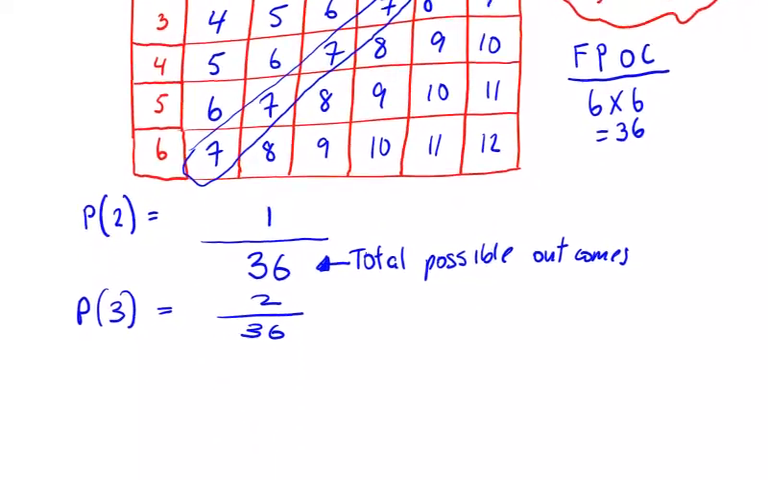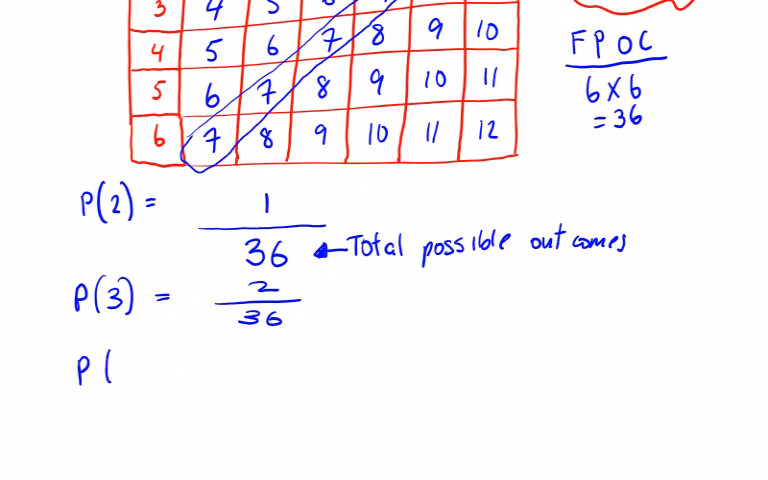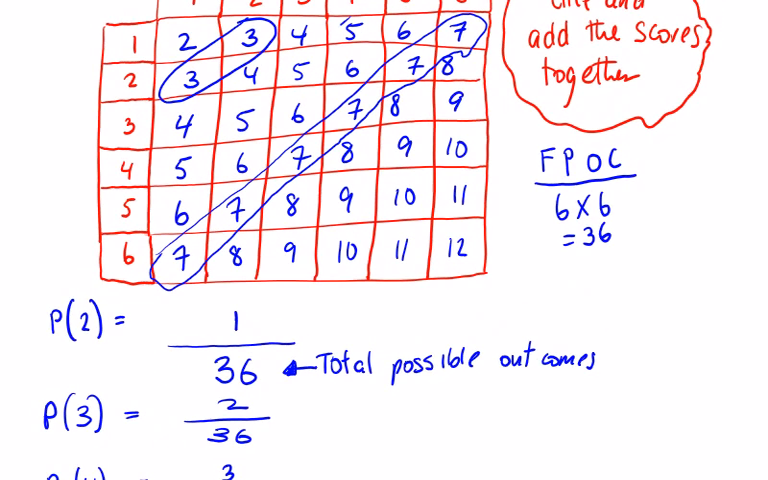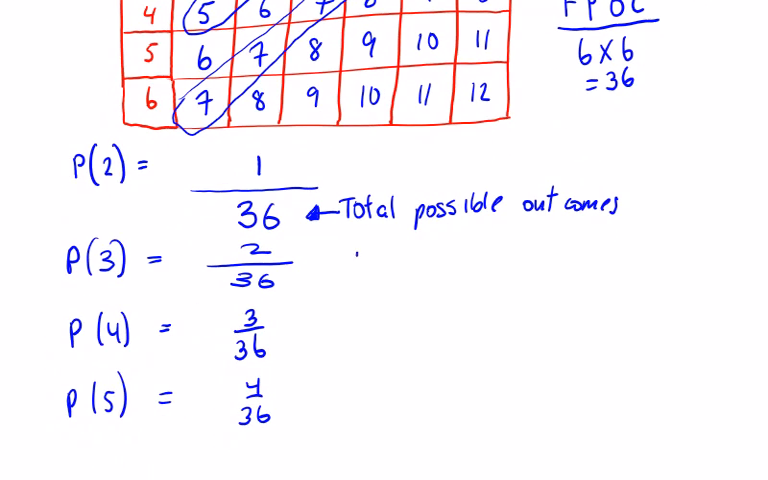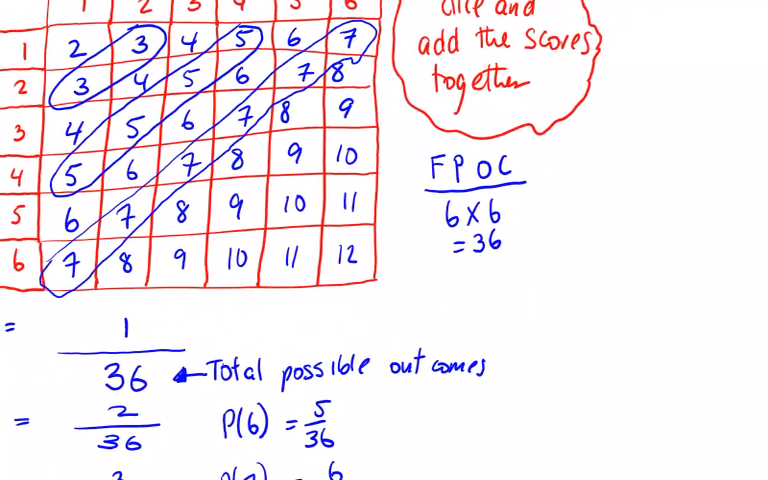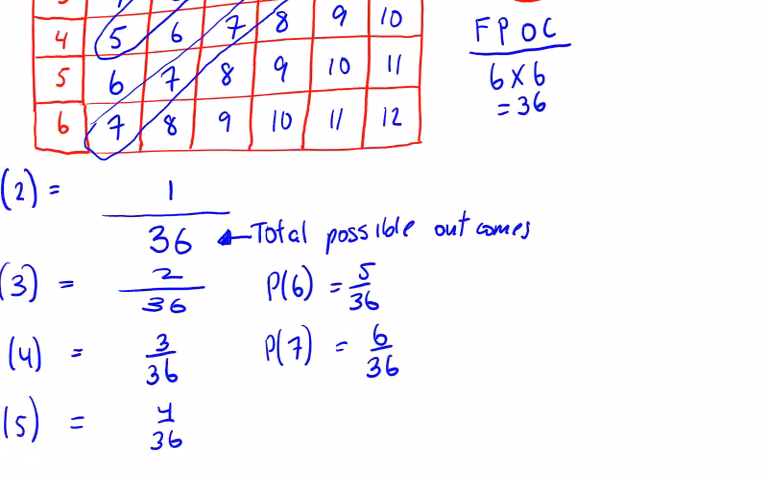So the pattern is the probability of a 4 is going to be 1 less, so it's going to be 3 over 36. The probability of a 5 is 4 over 36. Let's just double check. You can see here there's 4 of them. The probability of a 6 is 5 over 36. The probability of a 7 is 6 over 36. Let's just double check. We have 1, 2, 3, 4, 5, 6 sevens.